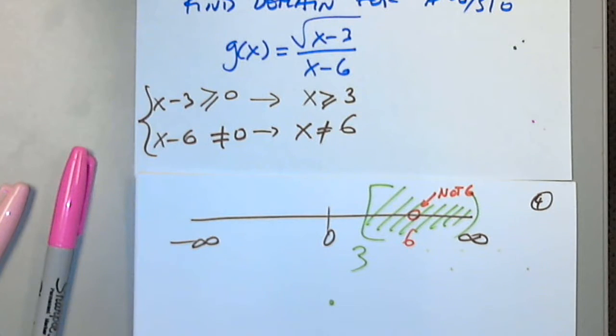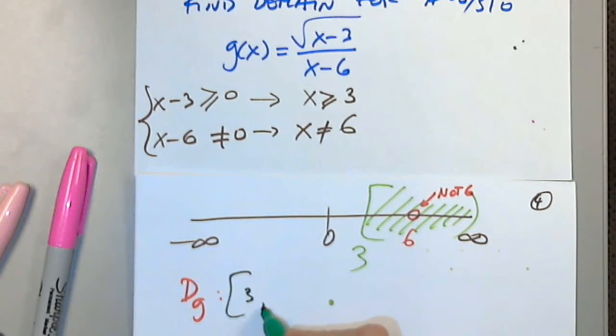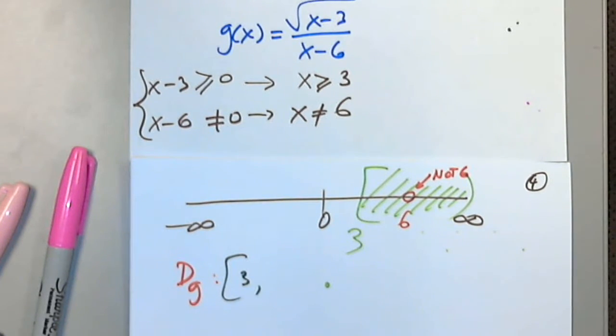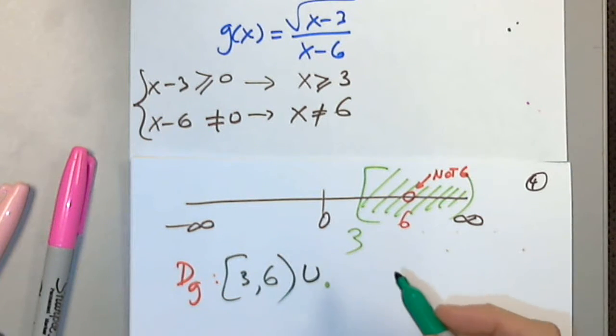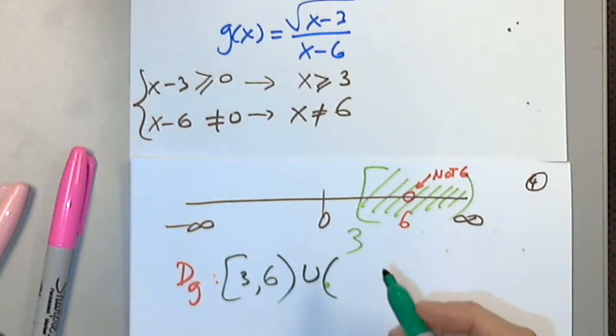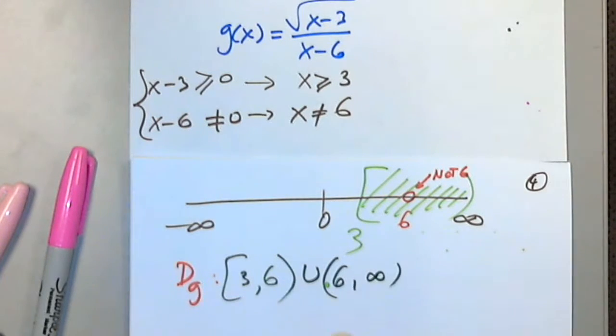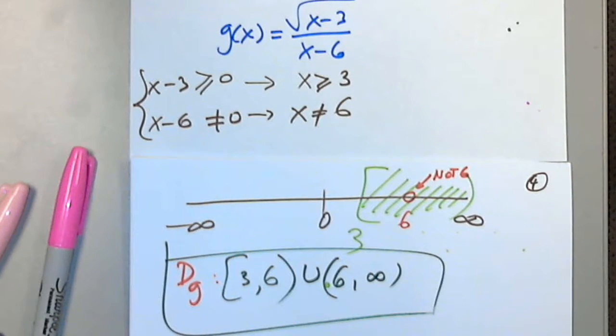So now I'm ready to write the domain of G. What is the domain of G? How do I write it? Yes, bracket 3, comma, 6. Perfect. Union. Perfect. Parentheses. 6. That's it.